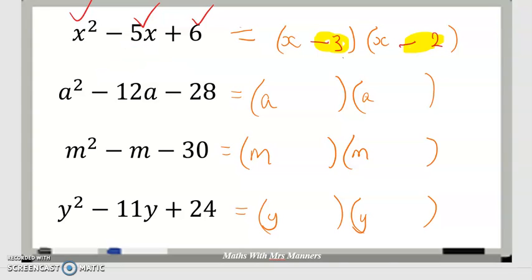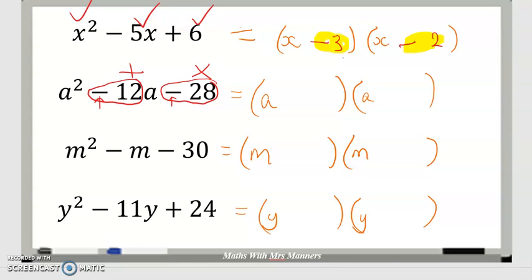So let's try it again. We need two numbers that multiply to give minus 28 and add to give minus 12. It's very important that you take the sign into account. Sorry, not 28, but minus 28. We've got a lot of negatives in this example, and I'd worry about the negatives last.